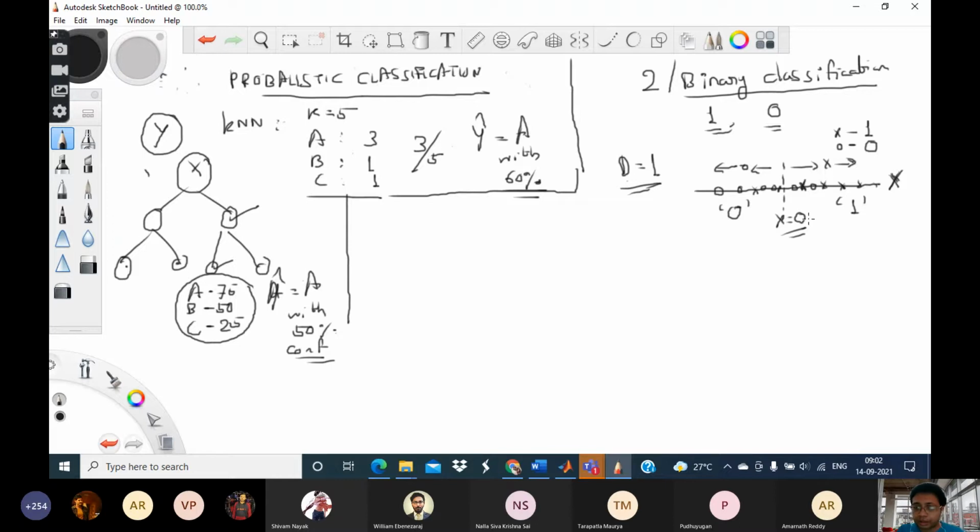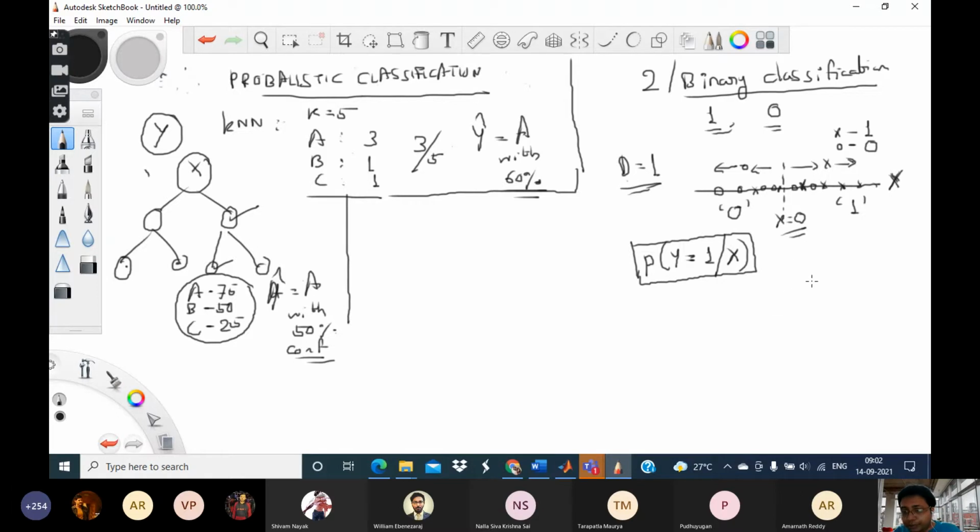Now if I want to quantify this, what is the probability that y equal to 1 given a particular value of x? Okay, so this is the quantity I am interested in. For any given point whose feature value or attribute value is x, I want to define this quantity, the probability that its class label is 1.